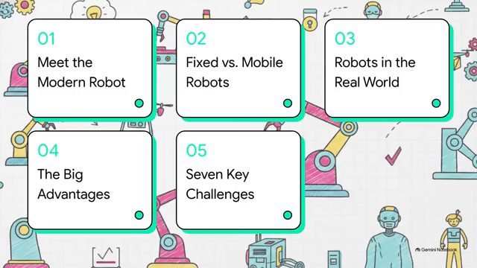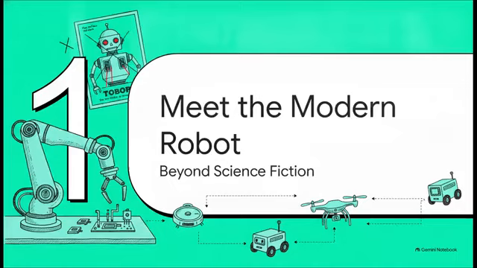Okay, let's look at today's roadmap real quick. We'll start by meeting the modern robot, compare fixed versus mobile types, and then explore their real-world impact. To wrap things up, we'll weigh their big advantages against 7 key challenges. Section 1. Meet the modern robot.